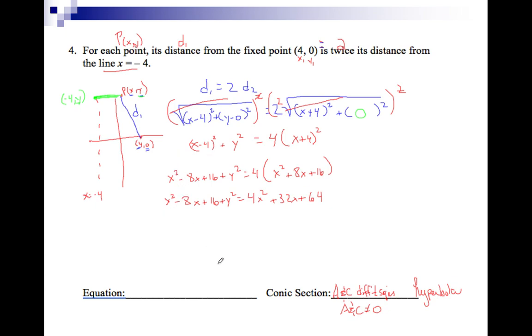So I'm going to collect everybody on one side because I need it to be equal to 0. But I notice that I only have 1x squared over here and 4x squared. So up in my workspace, I'm going to go to the right side. I'm going to subtract x squared from 4x squared, and I get 3x squared. I need to take this y squared over to the right side, and there's no y squared to combine it with. Then I'm going to add 8x to this 32x. And then I'm going to subtract 16 from this 64.